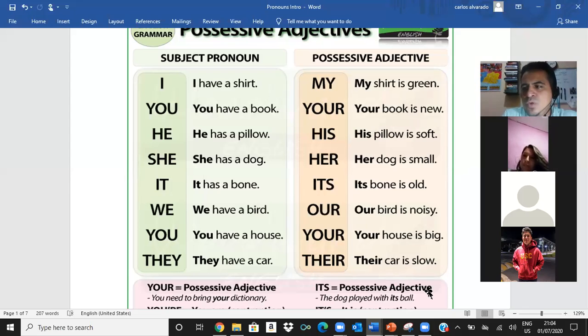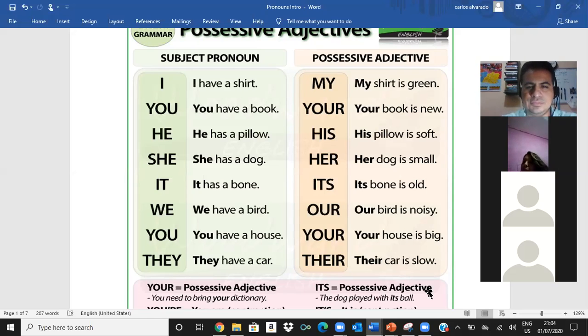The possessive pronouns is when I want to show the possession of something. For example, this is my shirt. Okay. This is my brother. Okay. O quiero decir que esto pertenece a esta persona. This is her dog. This is her house. Okay? Repeat after me. My. Your. His. Her. Its. Our. Your. Their. All right, very good.